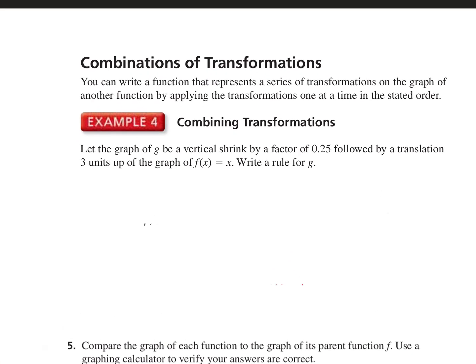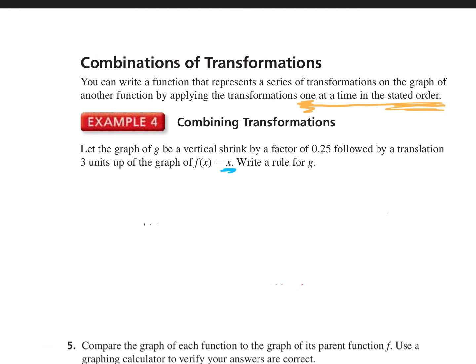So here we have a combination of transformations. When we apply multiple transformations, we just have to do one at a time in the stated order. So whatever order it tells us to do it in, we just follow that. And it's important that we only do one at a time. So we apply the first transformation first, and then the second one. It says, let the graph of g be a vertical shrink by a factor of 0.25 followed by a translation of 3 units up of the graph f of x equal to x. So we're just using x for our starting function.